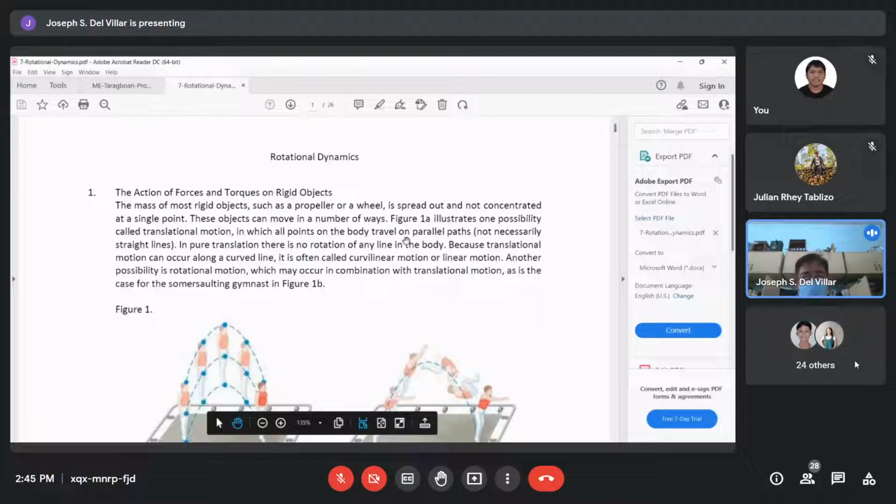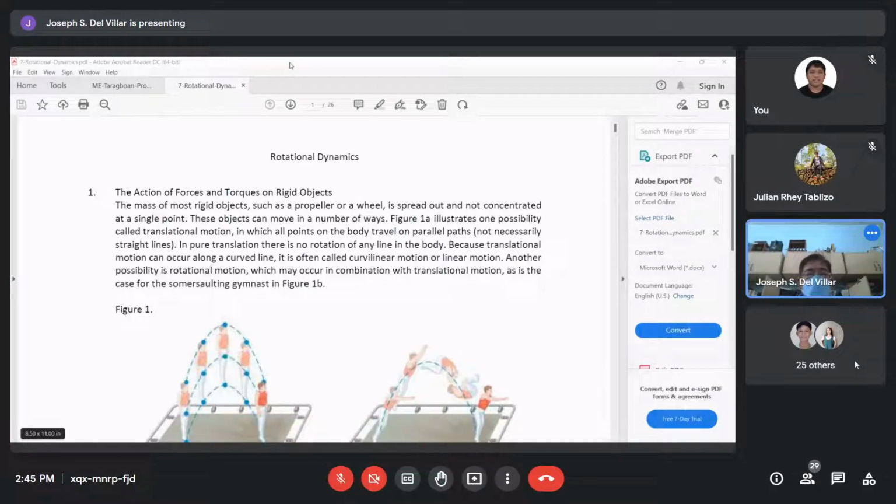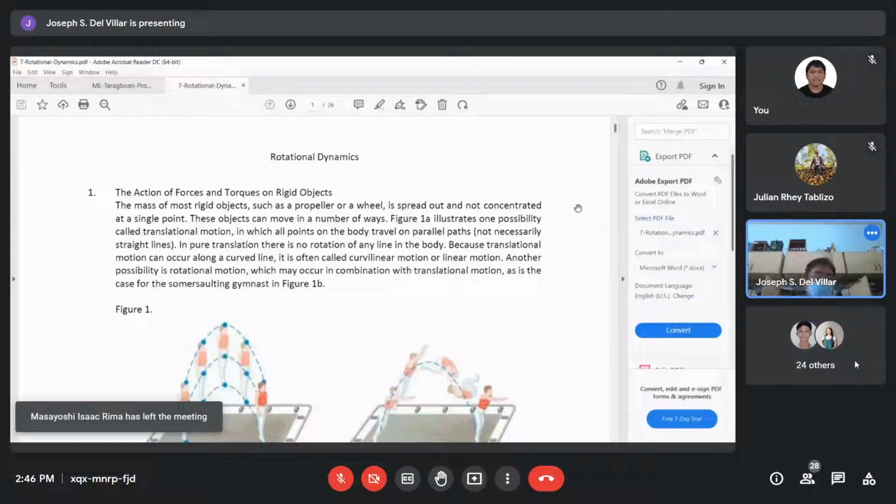Rotational Dynamics. Okay, the action of forces and torques on rigid bodies.